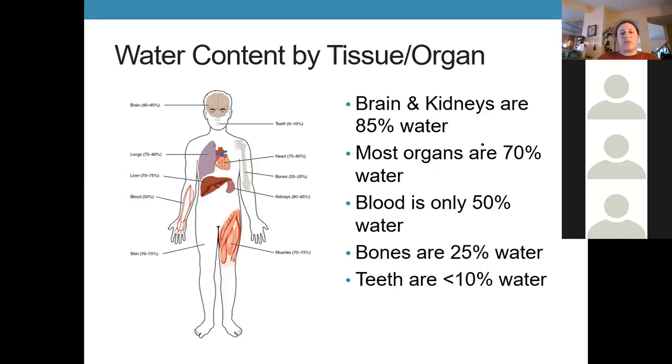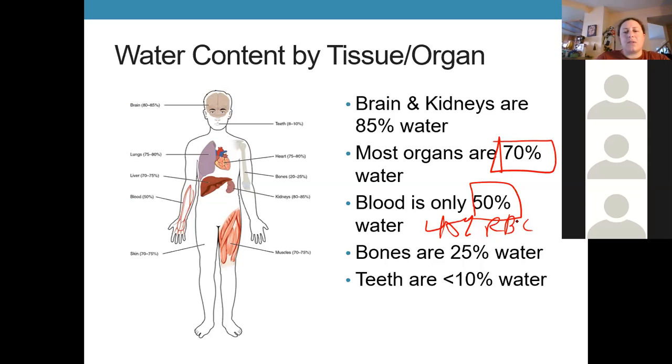So here are some examples. The brain and the kidneys are 85% water. Those are some of the more hydrated tissue types that we have. On average, most of our organs are about 70%. And I think that's where we get that whole two-thirds of your body is water thing, just like the ocean, which is just a coincidence, you know, like two-thirds of the surface of the earth is covered by water. Blood is only 50% water on average, which we knew, right? Because we know that about 45% of blood is red blood cells. So even though it's liquid, it doesn't actually have that much water in it.